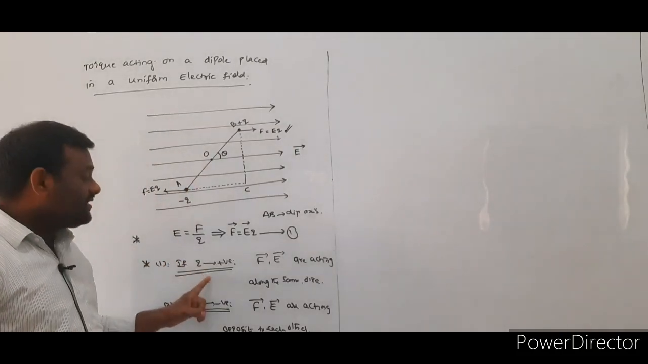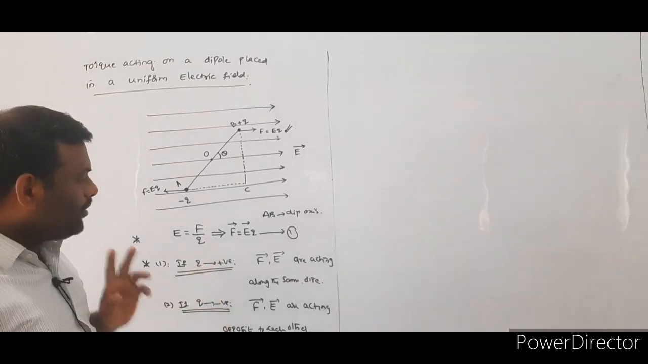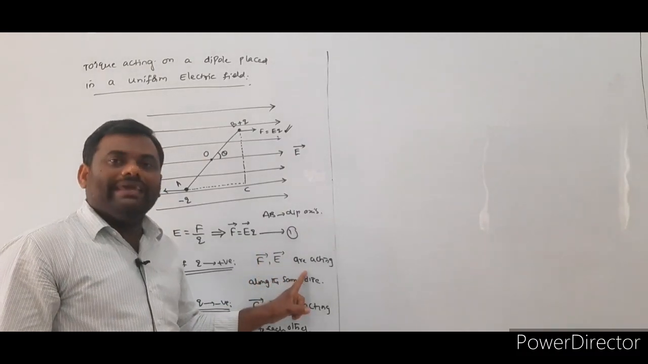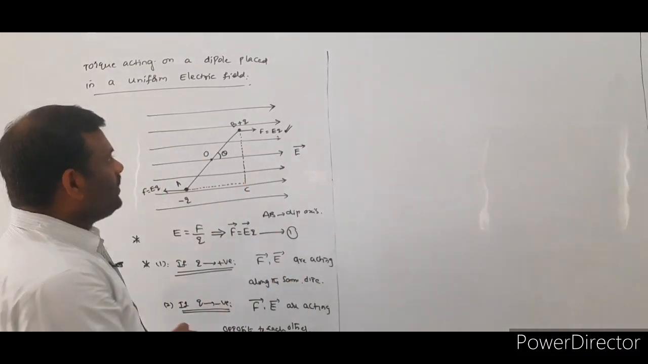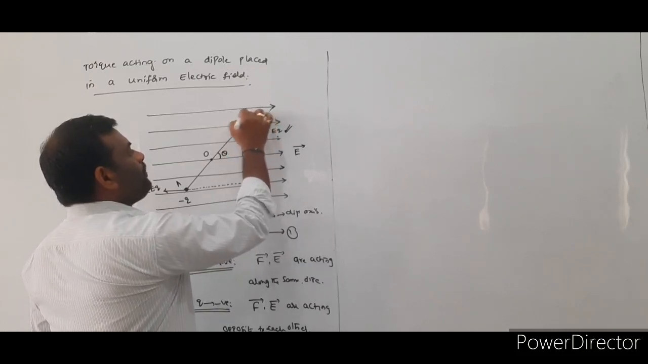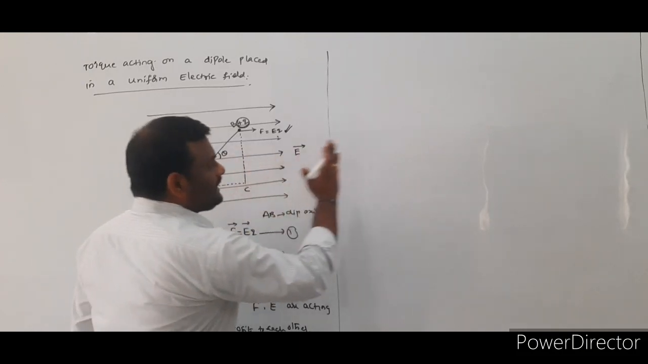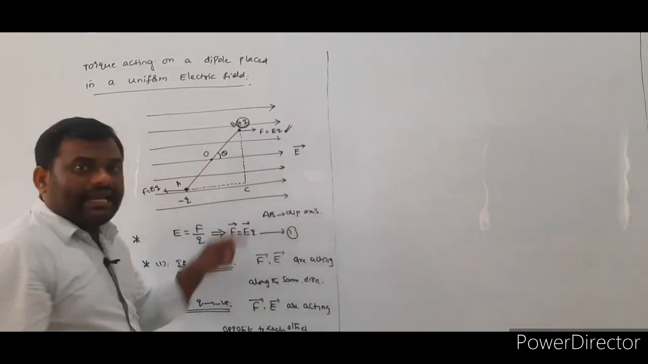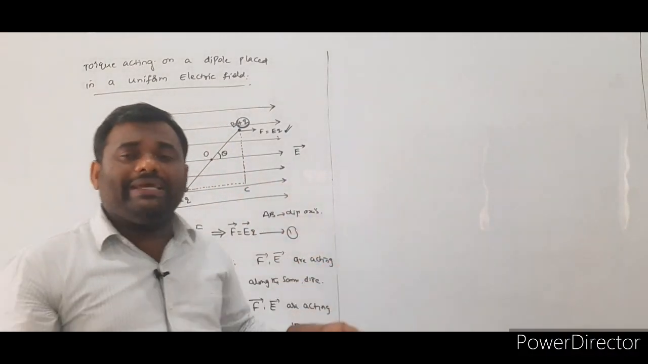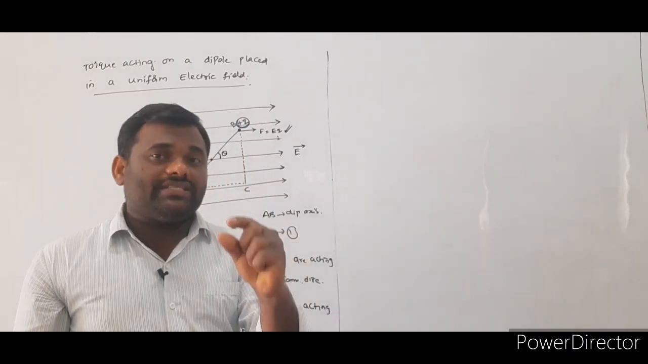Once again, see here, whenever the nature of the charge is positive, both F bar, E bar will be acting along the same direction. So here at the point B, which type of charge was kept? Positive charge. What is the direction of the electric field? The direction of the electric field is acting towards the right. The direction of the electric field does not change. So here, whose direction will change? Direction of the force will change depending upon the nature of the charge.